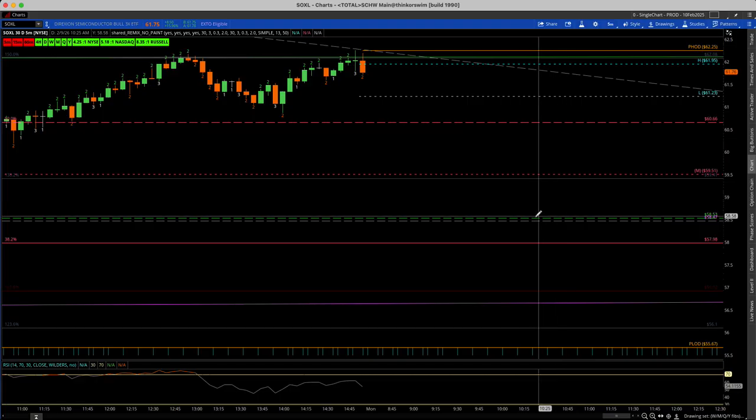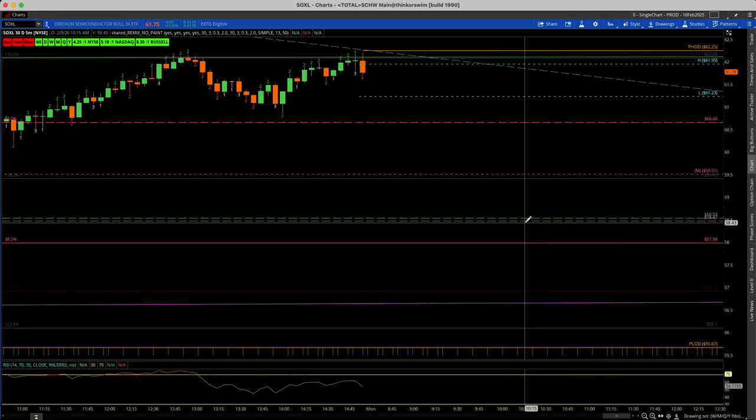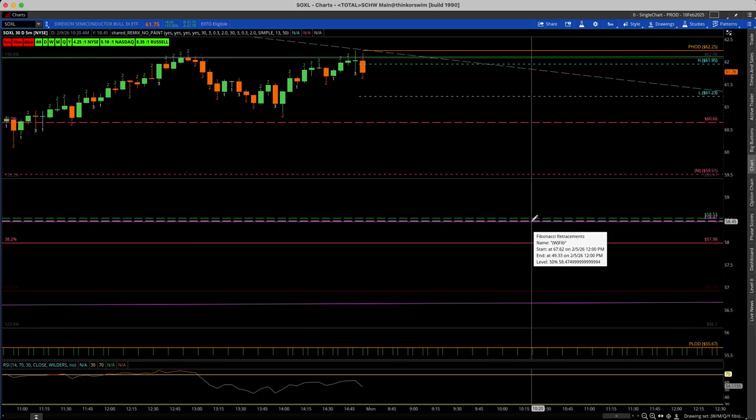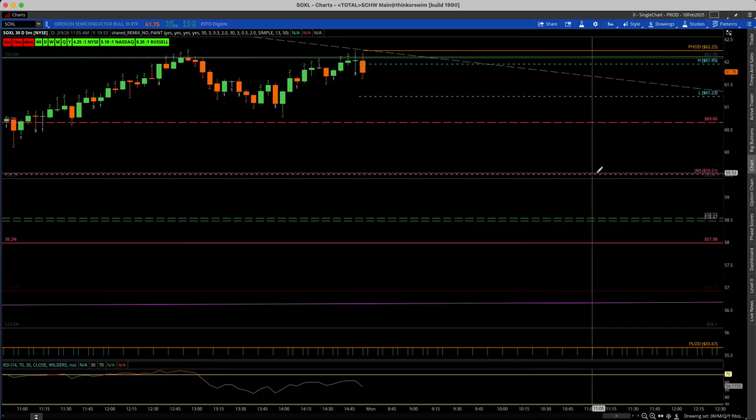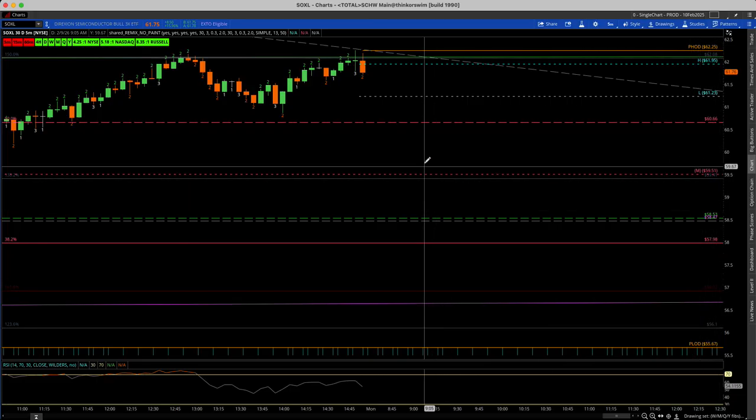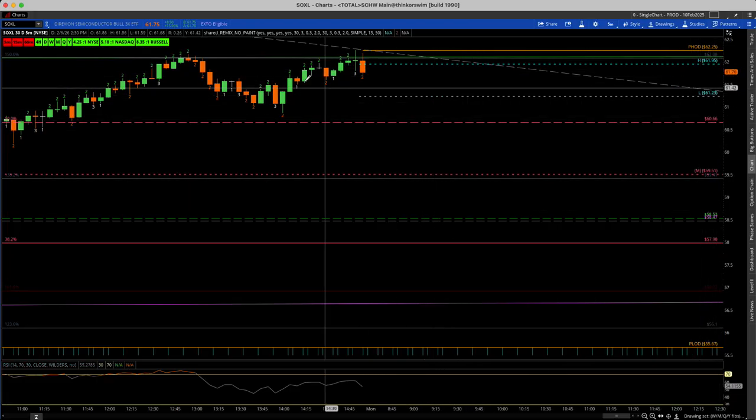Some honorable mention levels. The green dash line is last month's 50% level. The purple dash line is last week's 50% level. And then we have the month flip as well. So 59.51 is where the month would flip red if we go below it. And, as of right now, we're above it, so we're green.